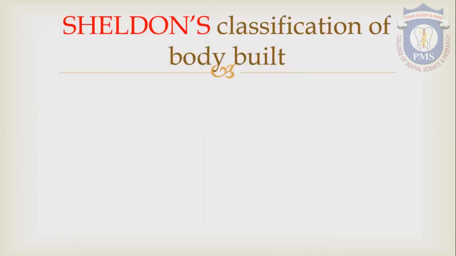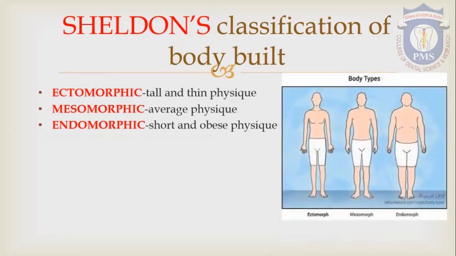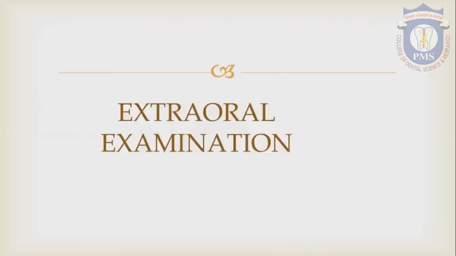So let's see Sheldon's classification of body build. He classified them as ectomorphic, that is tall and thin physique; mesomorphic, that is the average physique; endomorphic, that is a short and obese physique. So you can easily see from this image what an ectomorphic person looks like, what a mesomorphic person looks like, and what an endomorphic person looks like. Now let's come to extraoral examination.